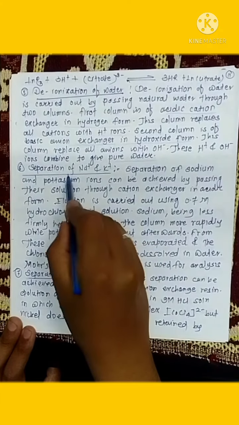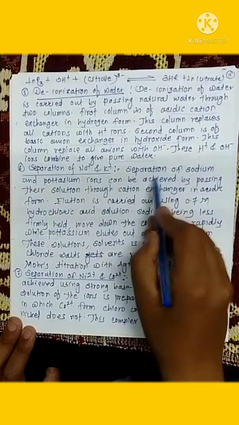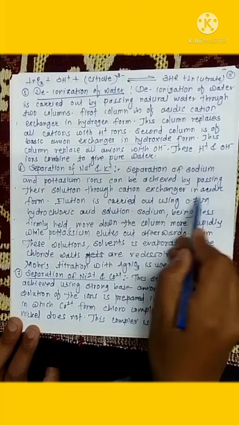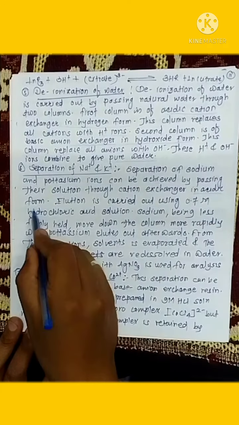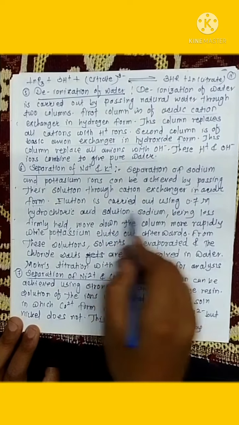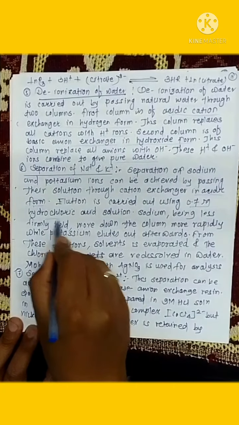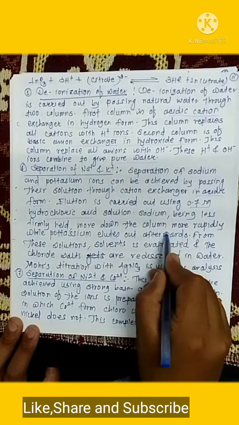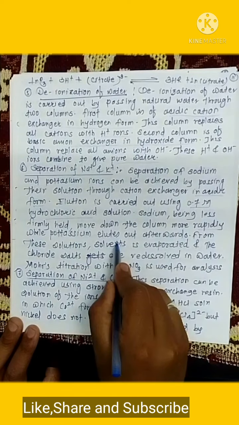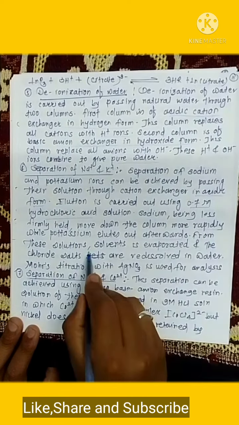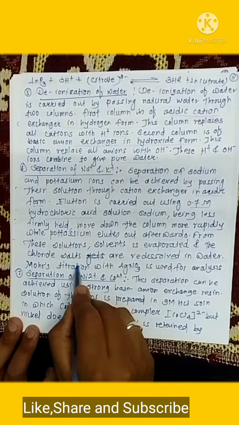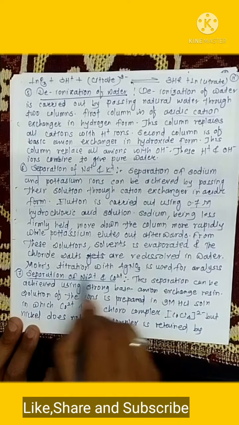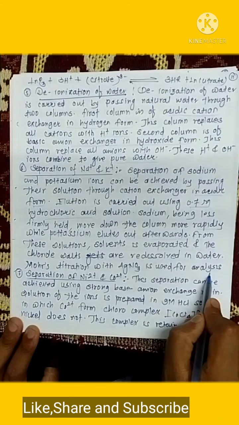Next application is in the separation of sodium and potassium ions. Separation of sodium and potassium ions can be achieved by passing their solution through a cation exchanger in acidic form. Elution is carried out using 0.7 molar hydrochloric acid solution. Sodium, being less firmly held, moves down the column more rapidly, while potassium elutes out afterwards. From this solution, the solvent is evaporated and the chloride salts are redissolved in water. Mohr titration with AgNO3 is used for the analysis.